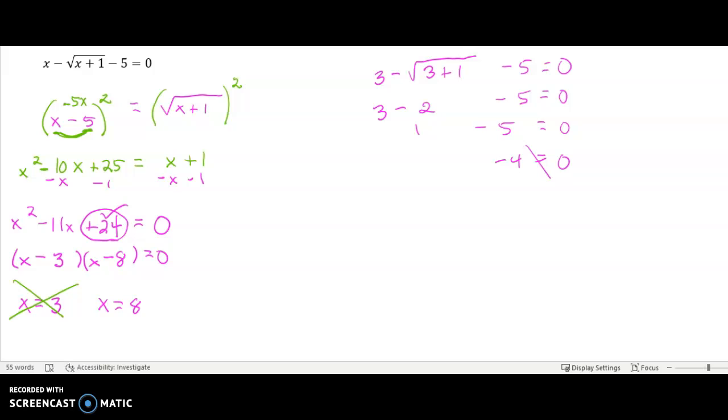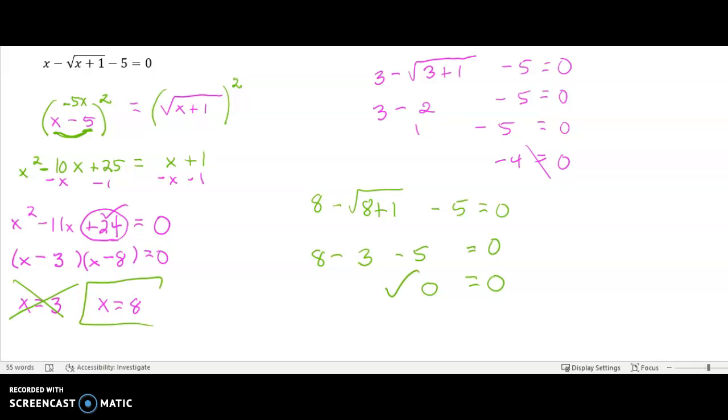Now we'll check 8. Plugging 8 in, we have 8 minus the square root of 8 plus 1 minus 5 equals 0. 8 minus the square root of 9 is 3, minus 5 equals 0. 8 minus 3 is 5. 5 minus 5 is 0. 0 equals 0. That's true. So 8 is a solution.